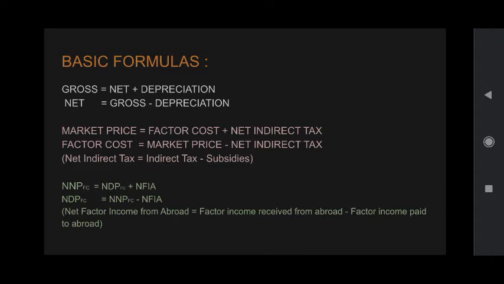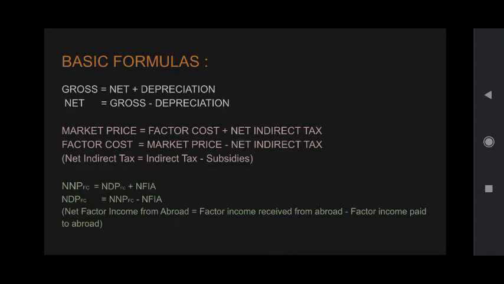Now, obviously, we know that market price will always be greater than the factor cost, right? Obviously, a seller will be selling a commodity which he has produced at a much greater price or greater value than the cost of production, right? Because he has to earn profit, he has to have that profit margin. So market price is always greater. So just know this fact.